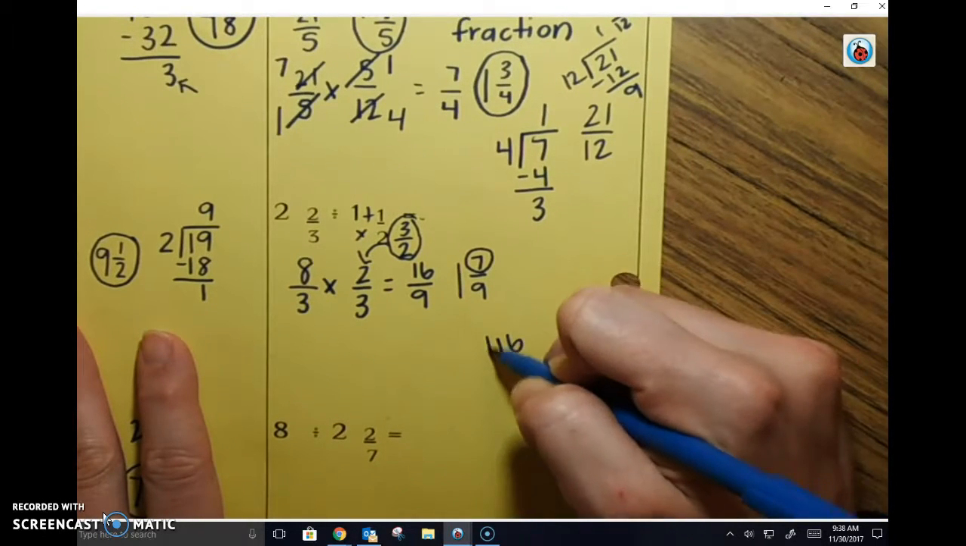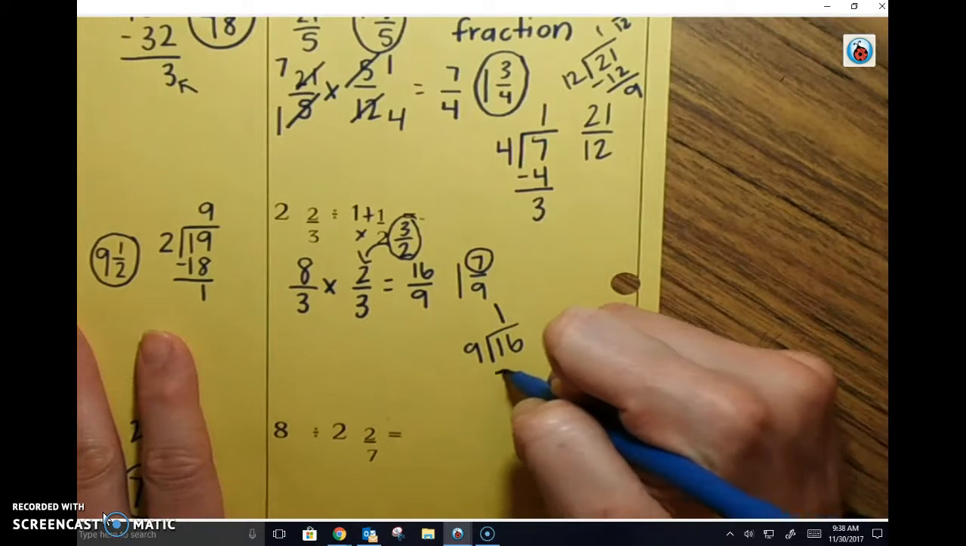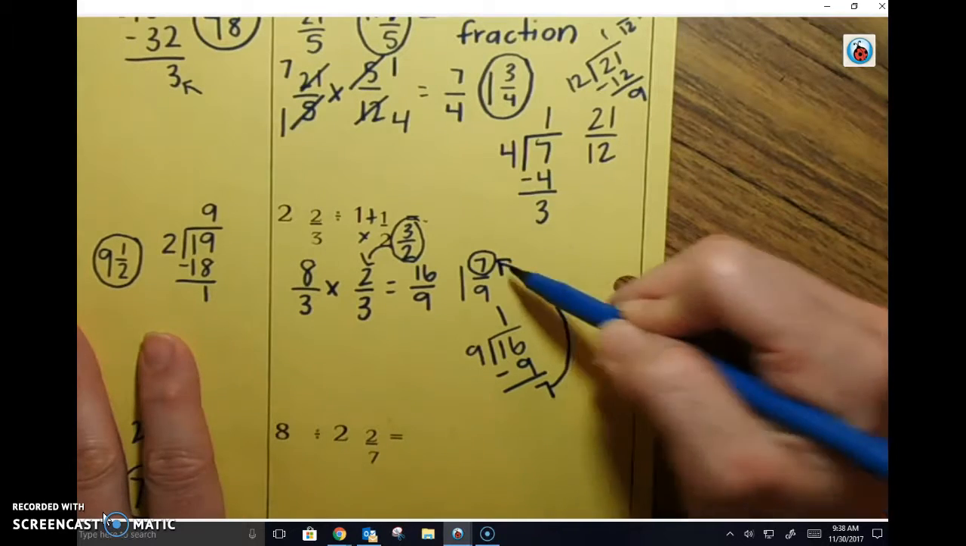Let me show you. We're going to do 16 divided by 9. 9 goes into 16 once. That's how we got the whole number. 16 minus 9 is 7. So that's where we got that 7. You see that, Bella?